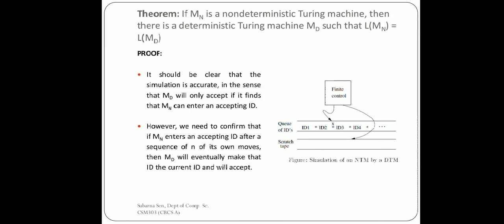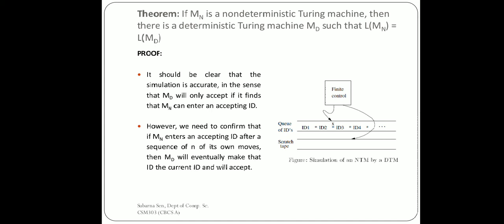It should be clear that the simulation is accurate in the sense that MD will accept if it finds that Mn can enter an accepting state, right? So whatever the accepting states of Mn are, or if it has more than one accepting state, MD will simulate accordingly. It should not be the situation that these were the accepting states in case of Mn, and we are using different states as accepting states in MD. That is not correct, right? Whatever the accepting states in Mn were, those will be the accepting states of MD only.